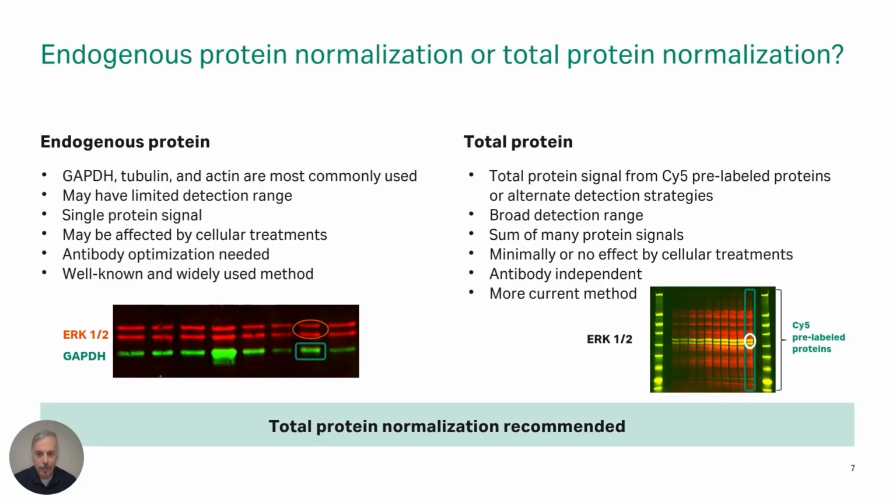This is going to be minimally affected by the different treatments or growth conditions or drug, disease states, whatever, because you are going to look at all the proteins, and you know you've loaded a certain amount into each lane. So maybe it's 20 micrograms in each lane. Whether proteins are up and down regulated in there, it doesn't really matter because your total amount of protein is going to stay the same. It's antibody independent because you're just pre-labeling the protein, and it is definitely a more current method that people are looking at because it's a lot more robust.